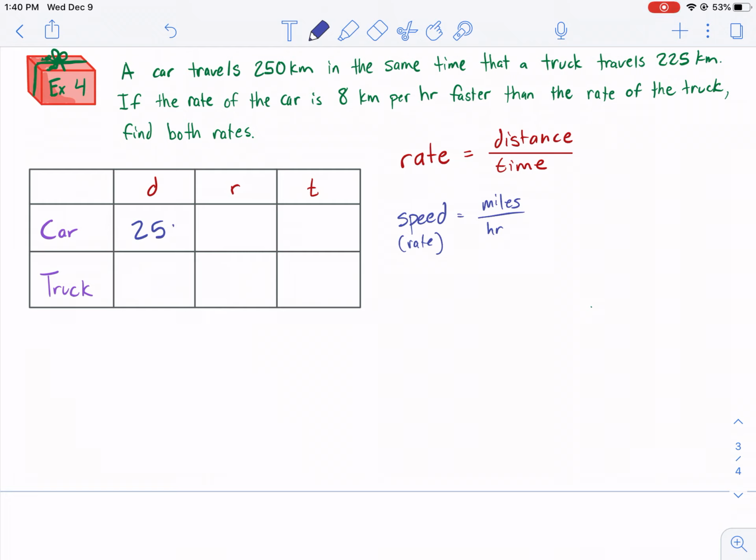I'm not sure what happened with that 0, but let me redraw it. There we go. And that's 225 kilometers for the truck.